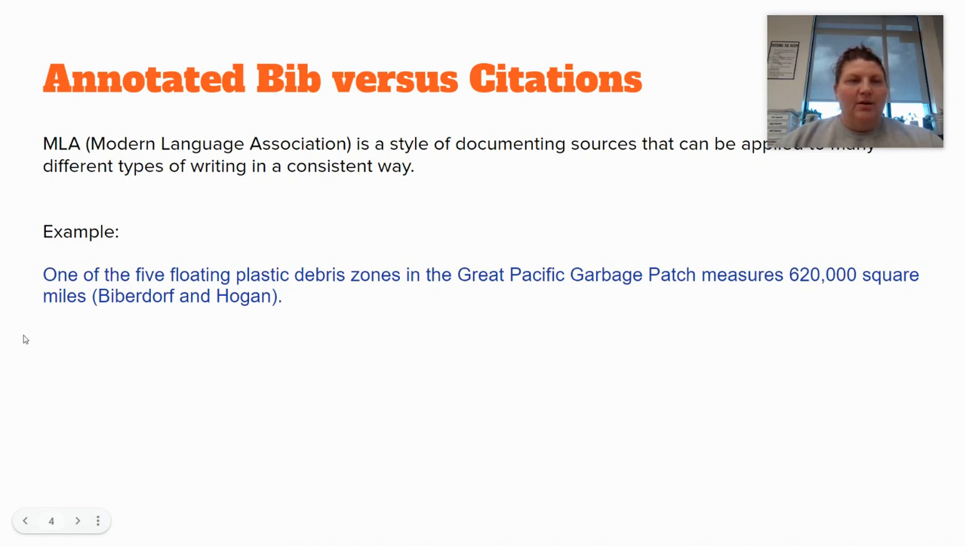So, our example here is that one of the 5 floating plastic debris zones in the Great Pacific Garbage Patch measures 620,000 square miles. And then my in-text citation is Bieberdorf and Hogan. So, the information in this sentence is not my own information. Like, I don't know this just on my own. I had to go find this. And the place where I found it is in this source that was written by Bieberdorf and Hogan. So this right here specifically is my citation information, that part in parentheses.